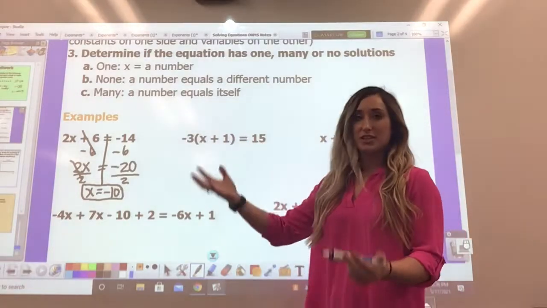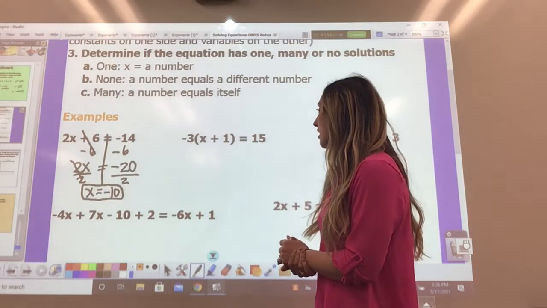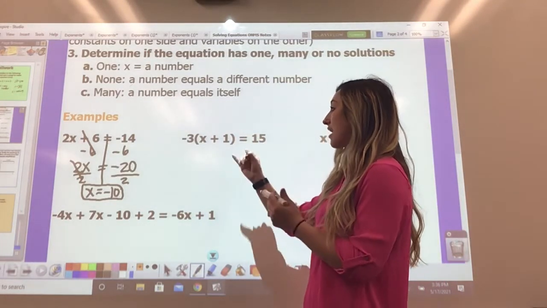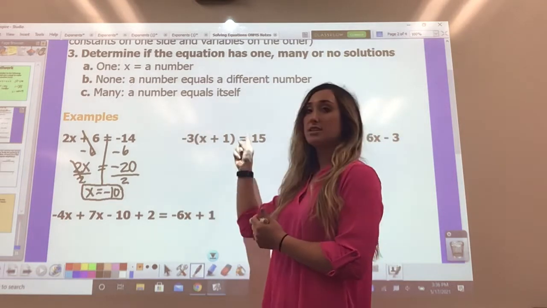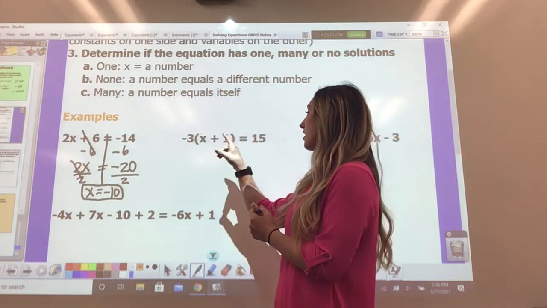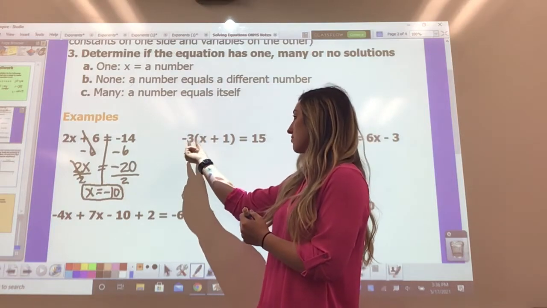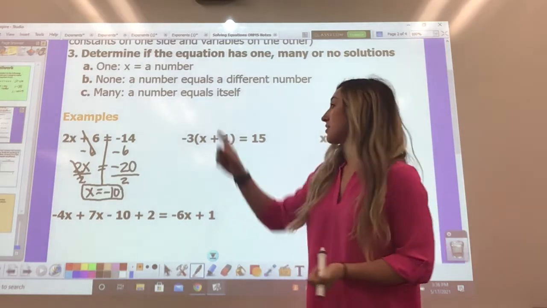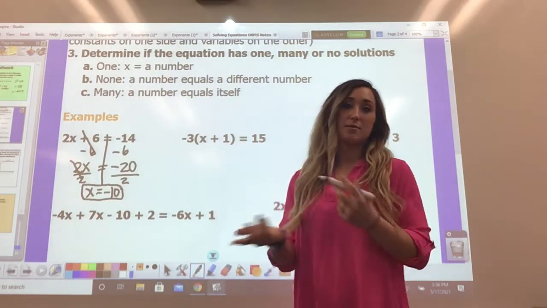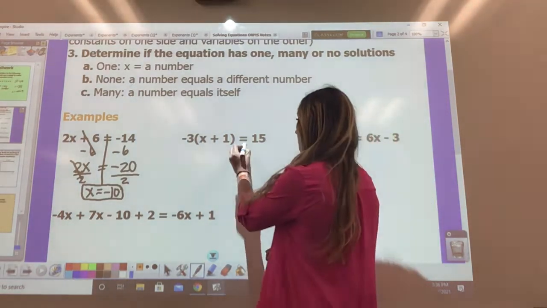This one is actually a review as well. This is an equation in factored form where we could solve this by distributing in the negative 3, or we could undo the multiplying by negative 3 by dividing both sides by negative 3. I'm going to do it that way, but if you want to distribute and see if we get the same answer, you can do that as well.